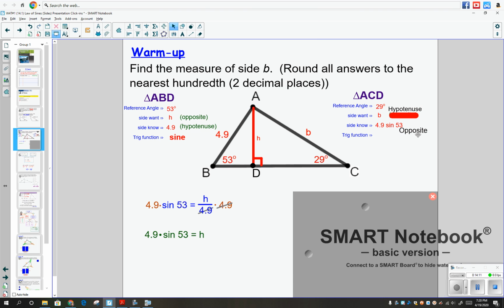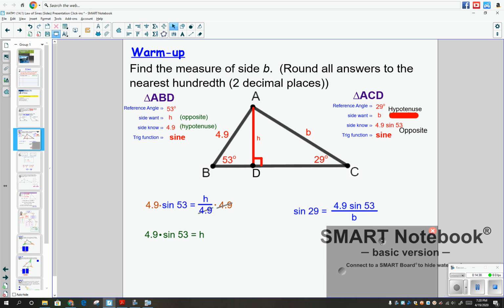Sorry, I noticed I had some typos here, so I'm typing them in and adjusting on the fly. Which trig function uses opposite and hypotenuse? Sine does. So let's set up our equation. Sine of the reference angle, sine of 29 equals the ratio of opposite, which is H, but we said that H equals what? 4.9 times sine of 53 over what? B.